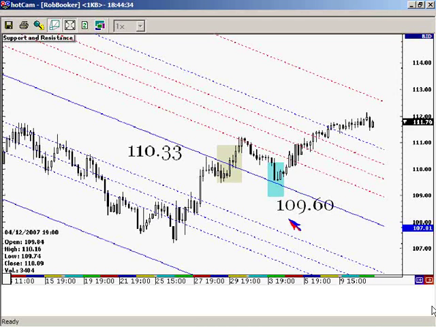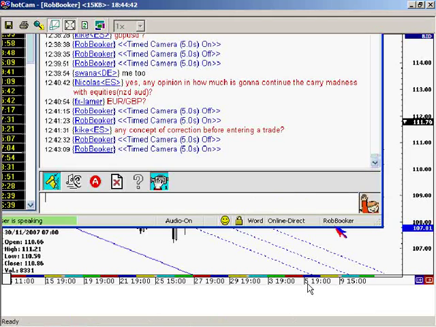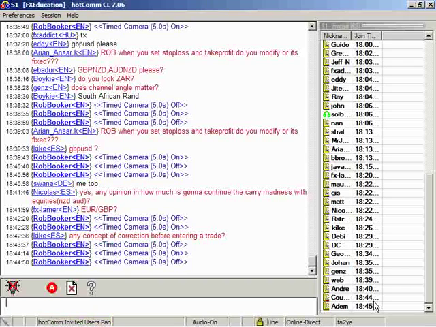Hopefully there'll be some other questions here, and we'll see what they are. There are no other questions here. All right, it's about 12:45. I'd love to take some time for some questions. If you have any other currency pairs that you'd like to look at, we'd love to look at those too.